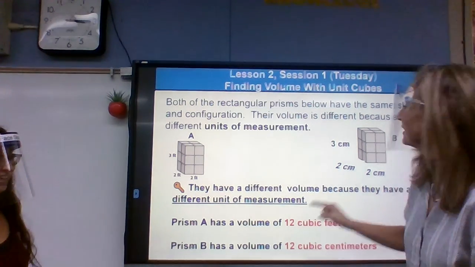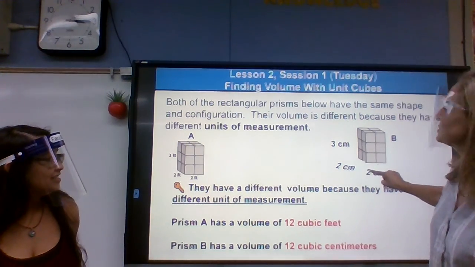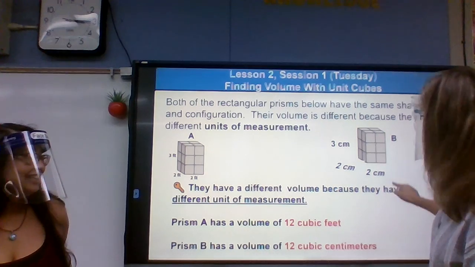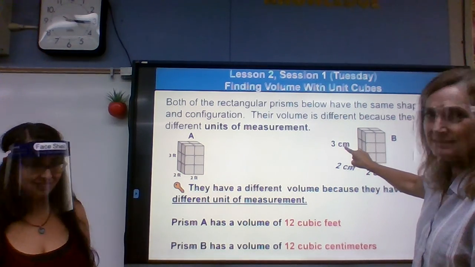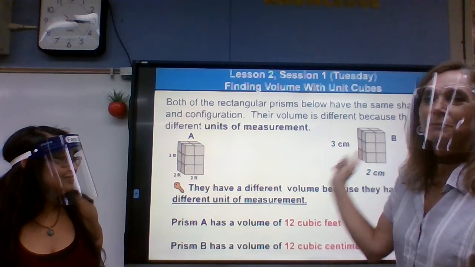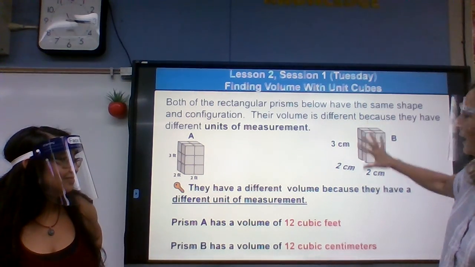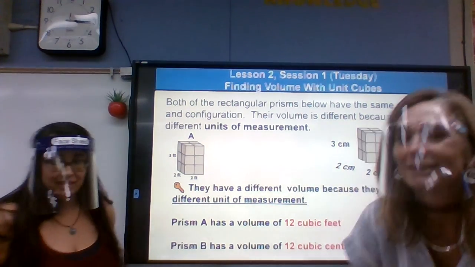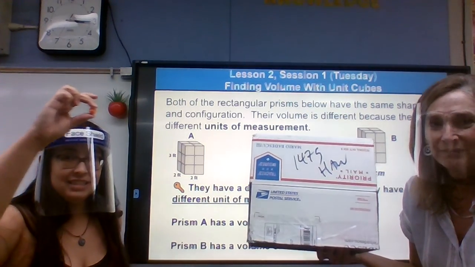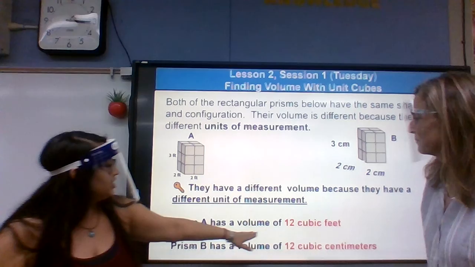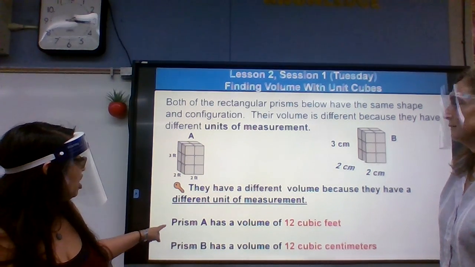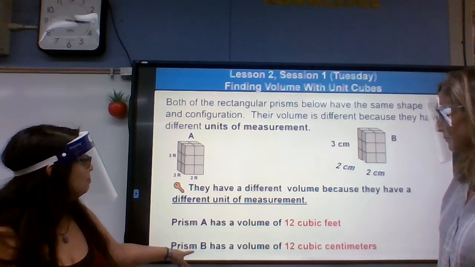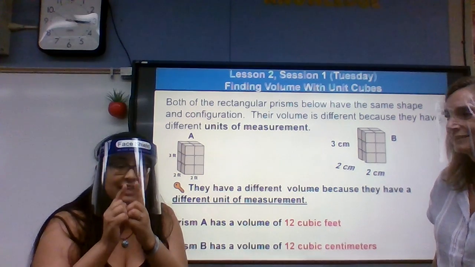And that's the trick, right? Because look at this. Prism B is also 2 by 2 by 3. But the big difference is centimeters by centimeters by centimeters. So the same way we just multiplied those numbers, we're really multiplying those centimeters. So this one has a volume of 12 cubic centimeters. Big difference between 12 of these and 12 of these. Now notice, these are in red. In your interactive notebook, you need to note that Prism A has a volume of 12 cubic feet, and Prism B has a volume of 12 cubic centimeters.